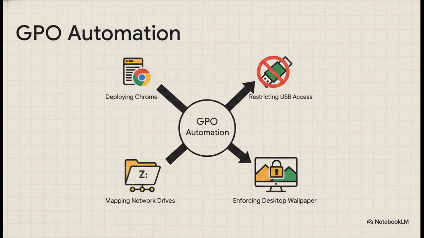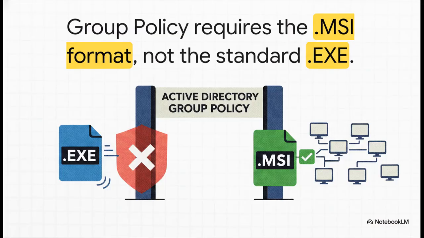You can silently deploy Google Chrome to an entire department overnight. You can push a strict security policy that completely blocks external USB drives. You can automatically map network folders the second someone logs in. You can even force a mandatory, unchangeable company desktop wallpaper. The possibilities are endless. Now, a quick, super important technical caveat.